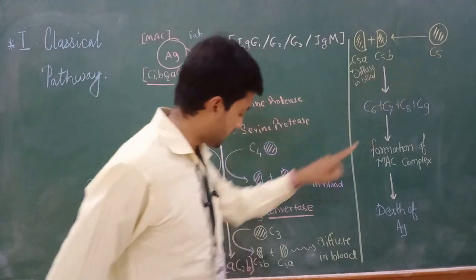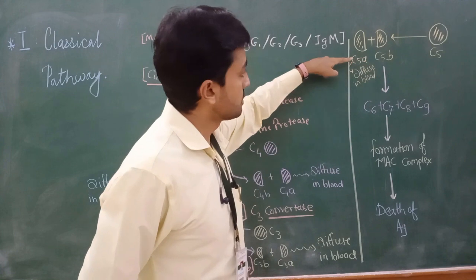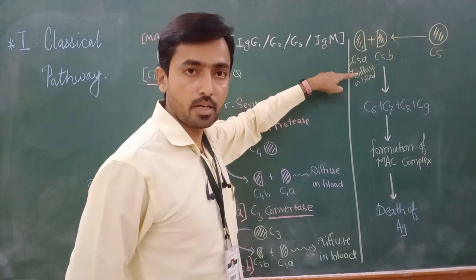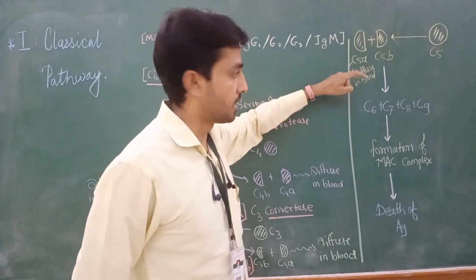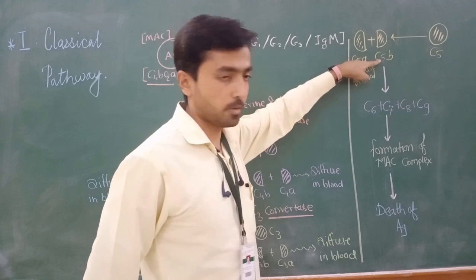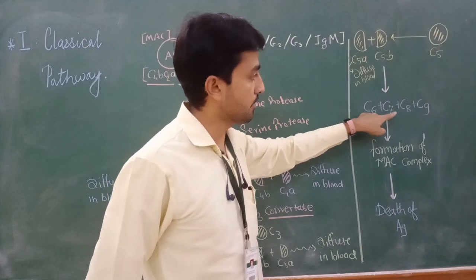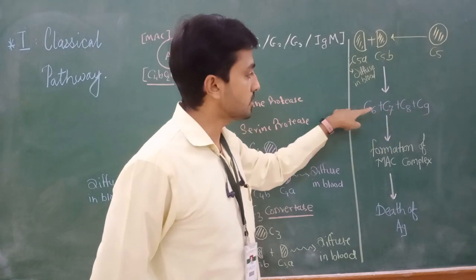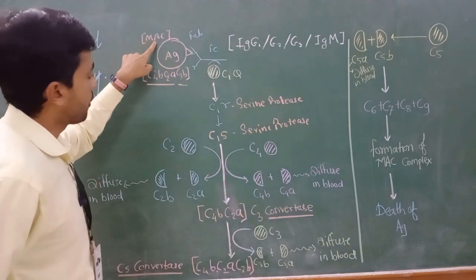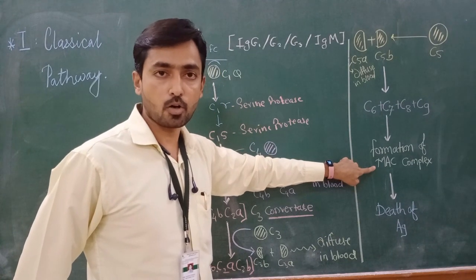So this complex, the C5 convertase, cleaves C5 protein into two parts, C5a and C5b, out of which the C5a part diffuses in the blood and gets deactivated, while C5b is one of the most important proteins of this pathway, which activates the remaining complement proteins, that is C6, C7, C8 and C9. All these proteins go and bind to the antigen surface at some other site and form a special type of complex called the MAC complex. MAC is the membrane attack complex.